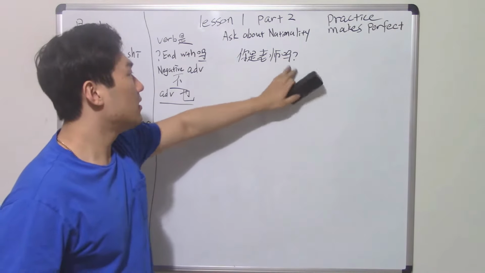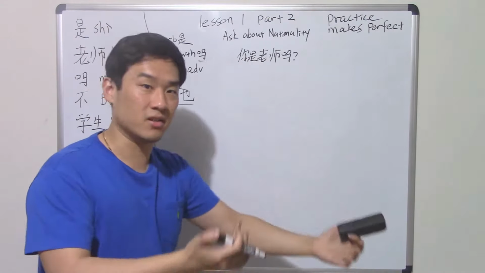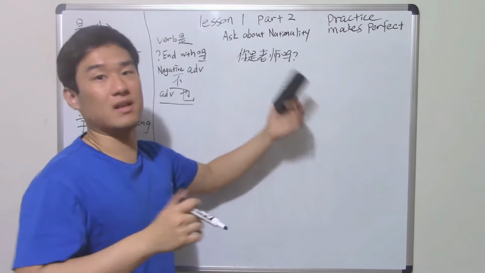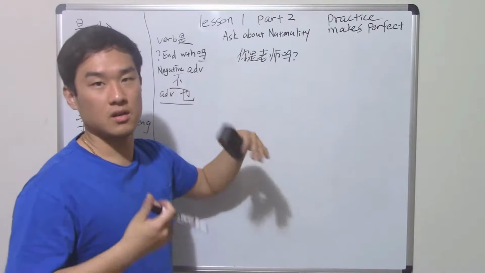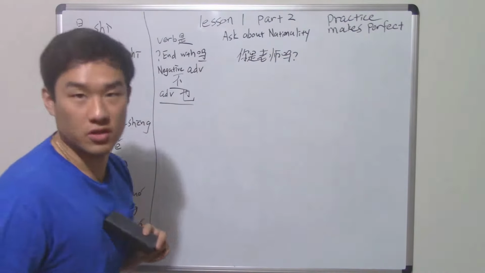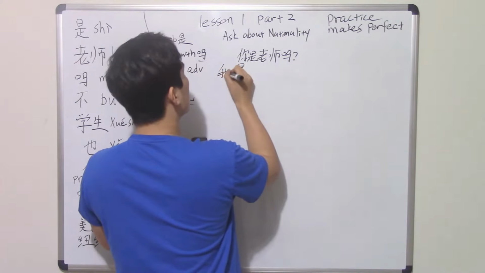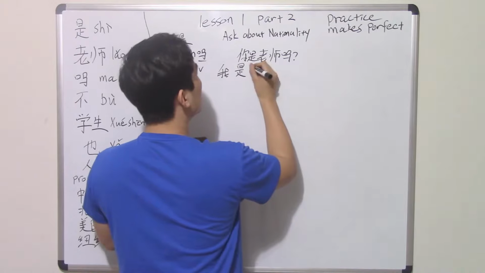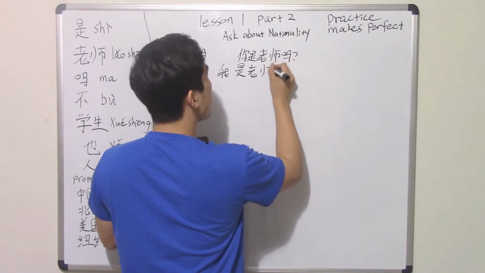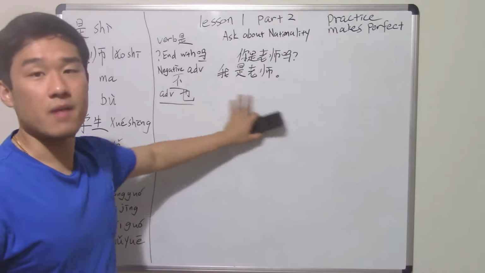But put that you simply add ma after a statement that's already declared. Then you just make it a question. So basically, are you a teacher? And for me it would be 我是老师, period. So I'm a teacher.